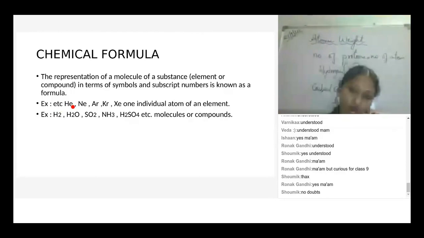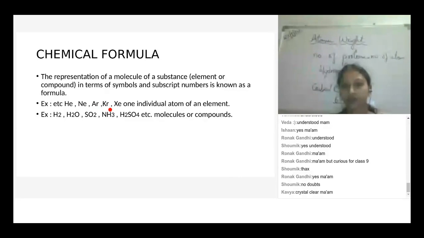So here we can see the examples. Helium, neon, argon, krypton, and xenon. Their formulas are the same as their element symbols. Why? Because they are inert elements. They won't combine with any other element or even their own element. Like how hydrogen combines with its own element to form H2: one hydrogen combines with another hydrogen to form H2 gas.